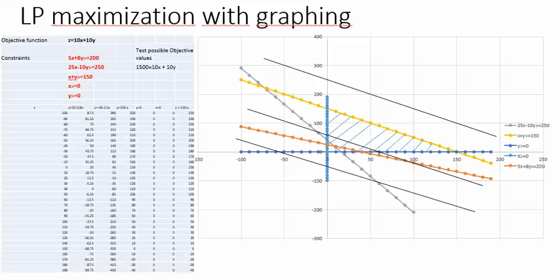Let's see together how we can maximize a linear programming problem using the graphing method. The objective function that we have is z equals 10x plus 10y.